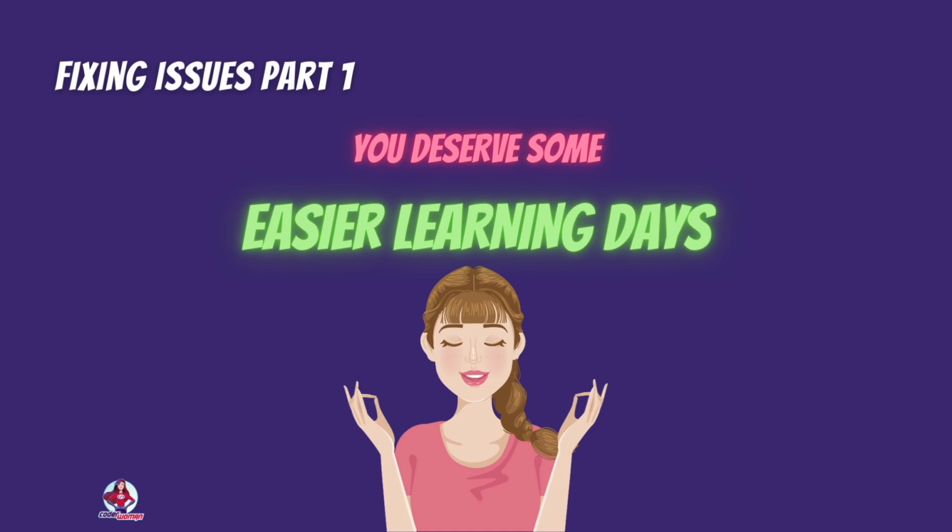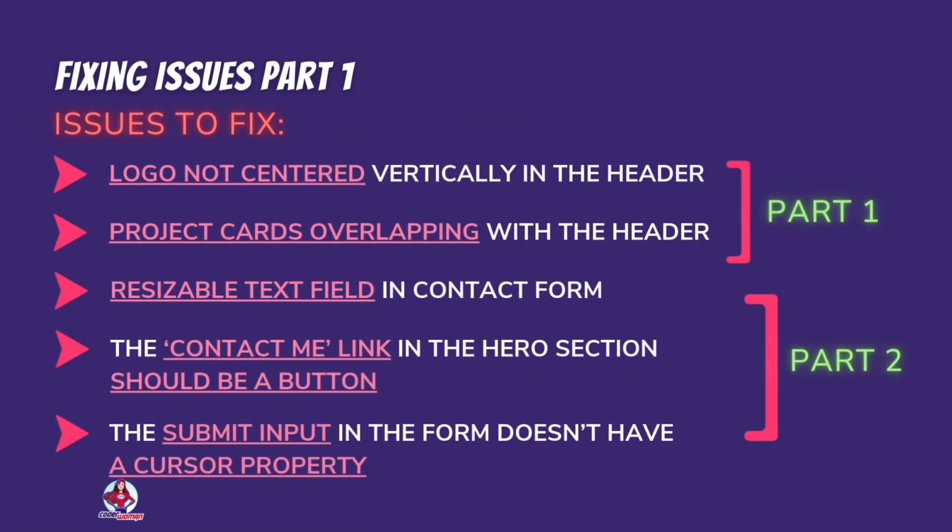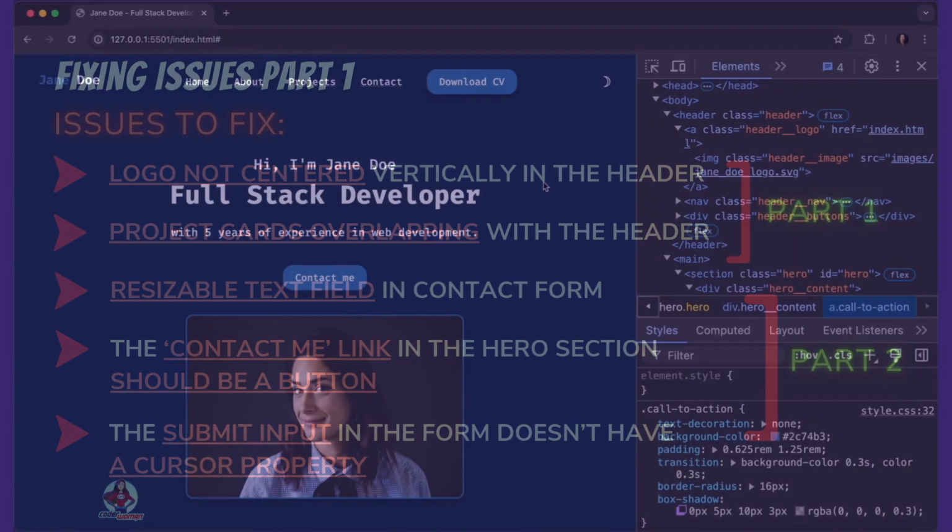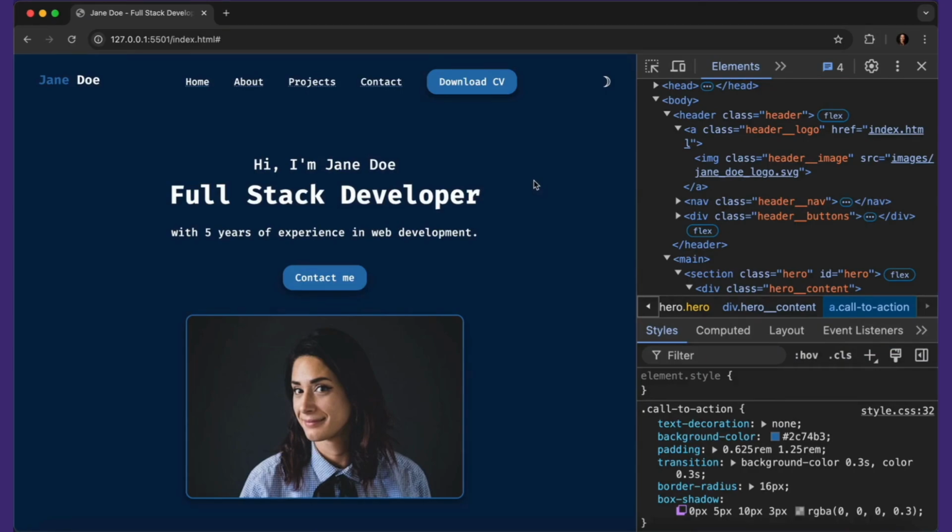So now we're going to fix 2 key issues. It is centering the logo in the header, and we've done something similar before, so it's a nice little refresher for you. We'll also fix the project cards overlapping with the header. For this one, we learn about a new concept, z-index. Don't worry, I'll explain everything so you can easily follow along. Ready? Let's get started. Okay, let's start with something you already know, centering the logo in the header.